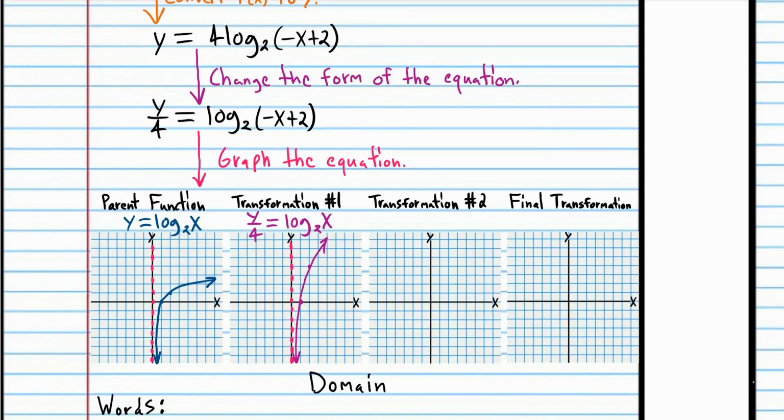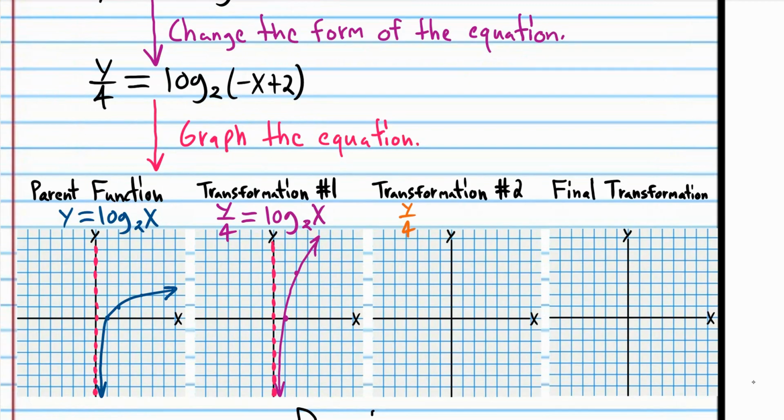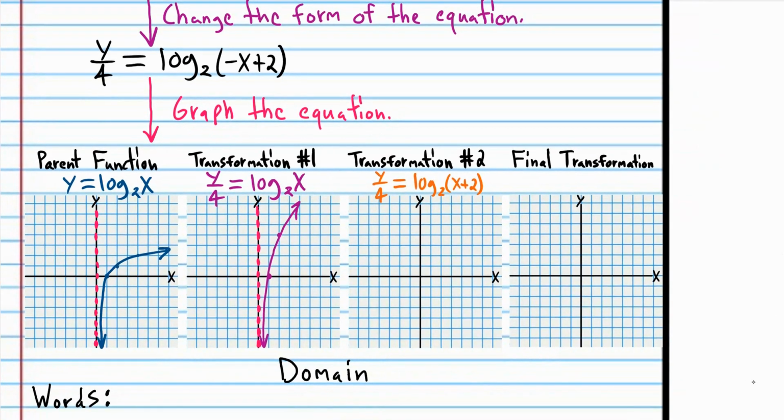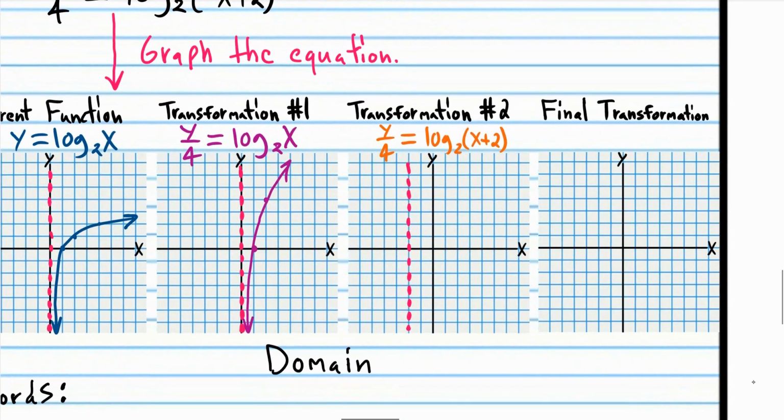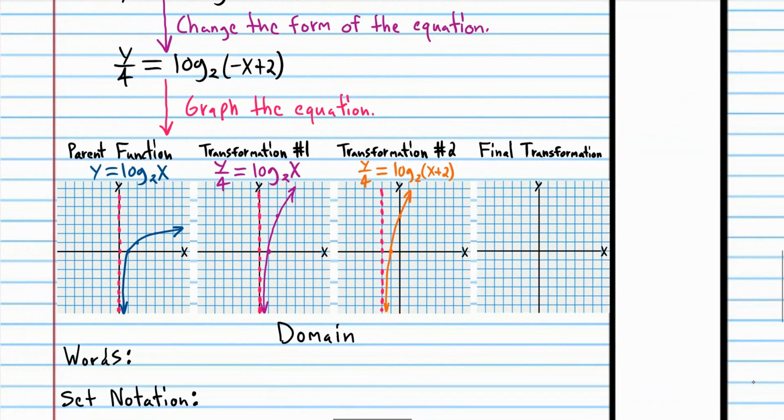Okay, so now we're going to translate. As I said, we have to translate first. You cannot reflect before translating. So we're going to move the graph 2 units to the left. And we get the following.